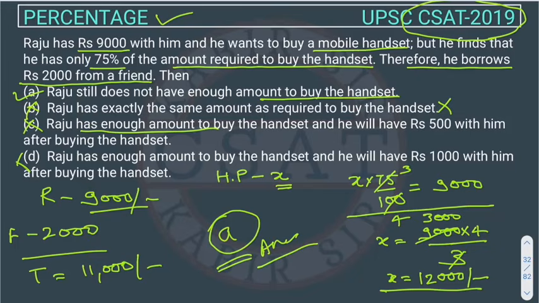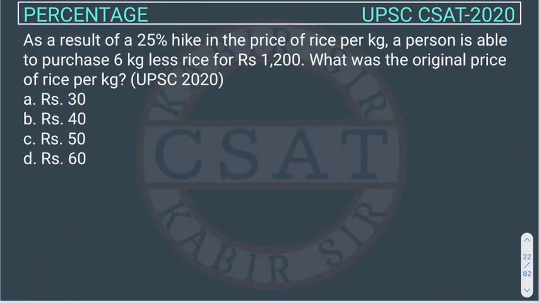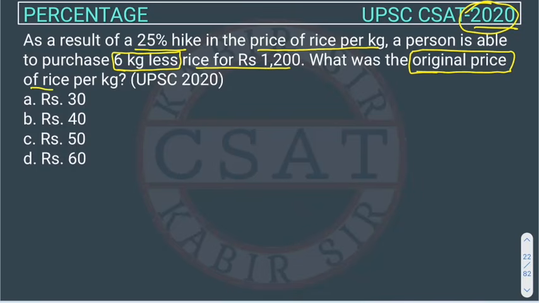Okay. I hope you all understood. So this is a question of percentage. This question was asked in UPSC CSAT 2020, right? So the question is, as a result of a 25% hike in the price of rice per kg, the price of rice got increased by 25%. A person is able to purchase 6 kg less. So the person is able to buy 6 kg less rice for 1200. What was the original price? So the question is asking about the original price of the rice per kg.